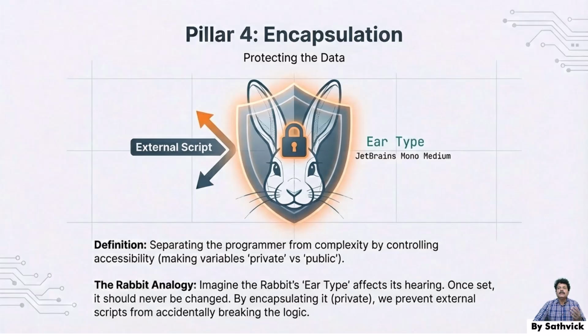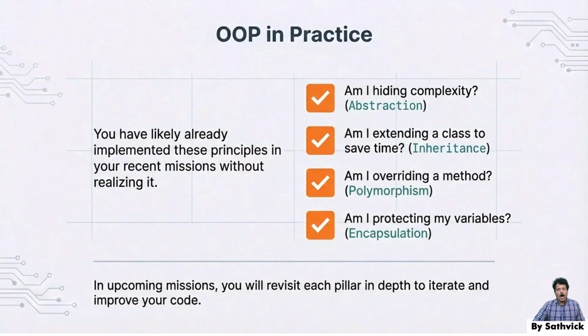It's impossible to account for all of the different ways that other scripts might access your code. So it's far better to encapsulate what you have created so it can only perform as intended. As an example, let's say that our rabbit's ear type affects its hearing ability. Once that value is set, it shouldn't be changed later on. To ensure that the value is protected, you would set it as private, preventing any outside script from accessing it.